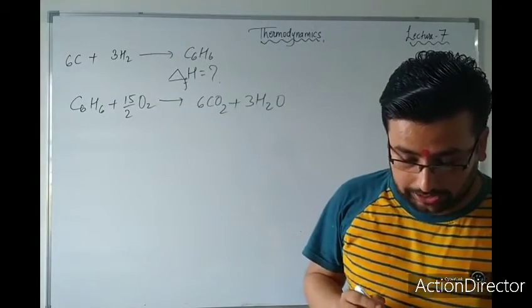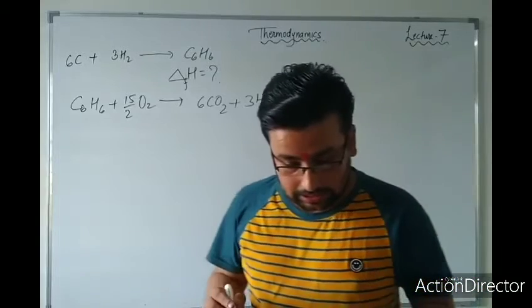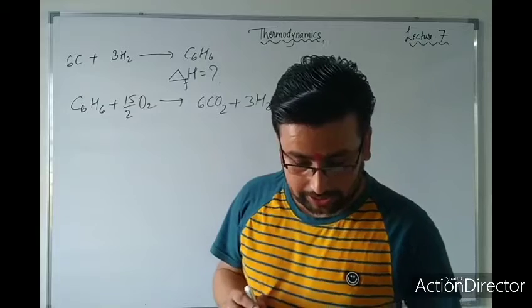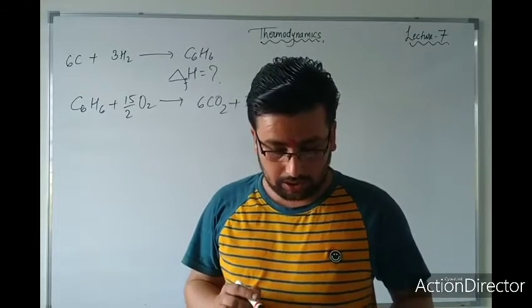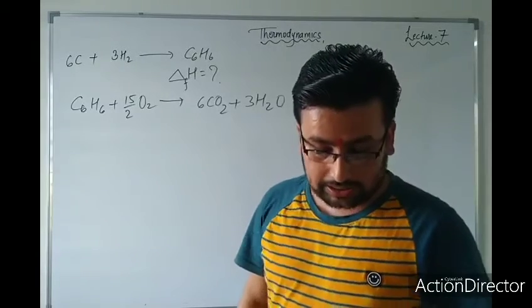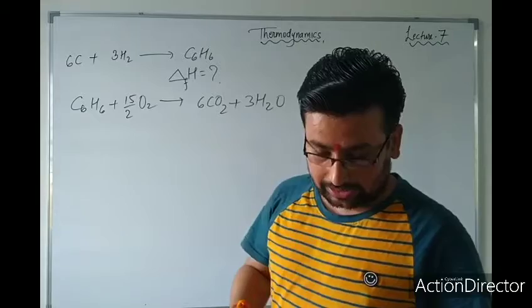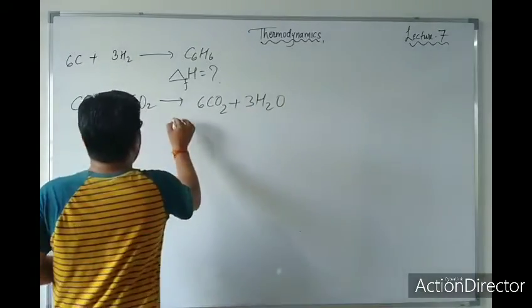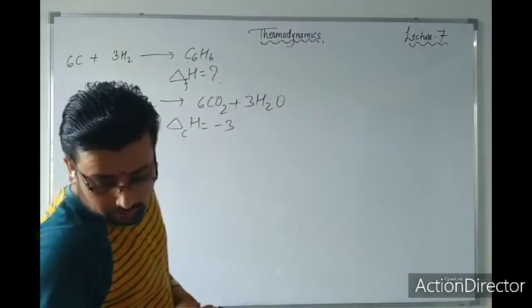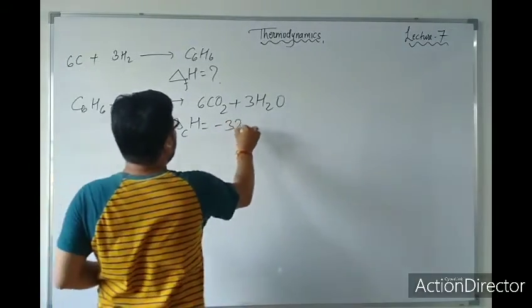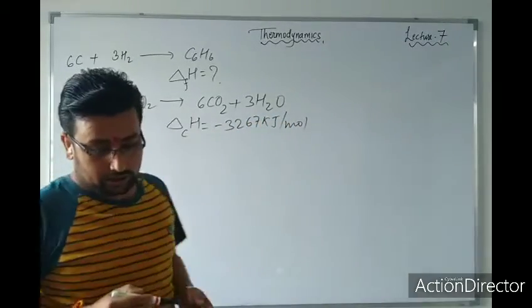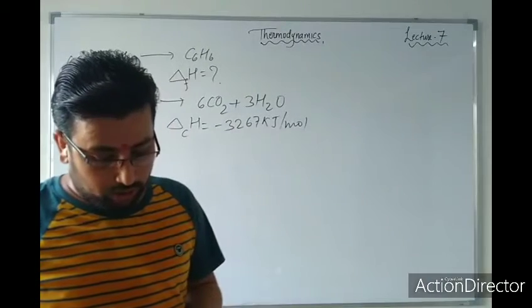And here in the question it is given the standard enthalpy of combustion of benzene and the enthalpy of formation of CO2 and H2O, minus 393 and minus 285. So first of all, in this question it's given that 3267 kilojoule of heat is released. So the enthalpy of combustion is minus 3267 kilojoule per mole. This enthalpy of combustion is given, and enthalpy of formation is also given.